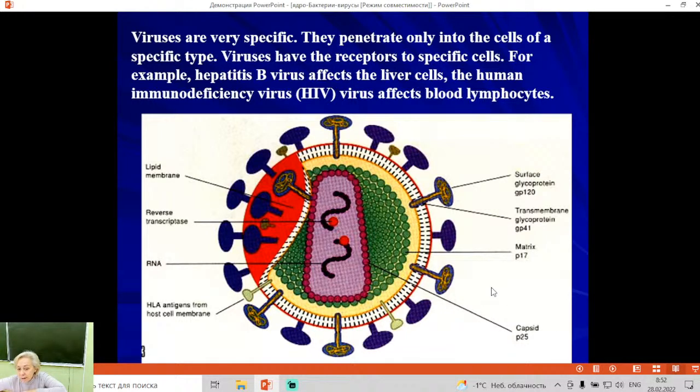Viruses are very specific. They penetrate only into cells of a specific type. Viruses have receptors for specific cells. You see a lot of receptors on this slide. For example, hepatitis B virus affects the liver cells, the human immunodeficiency virus affects blood lymphocytes.